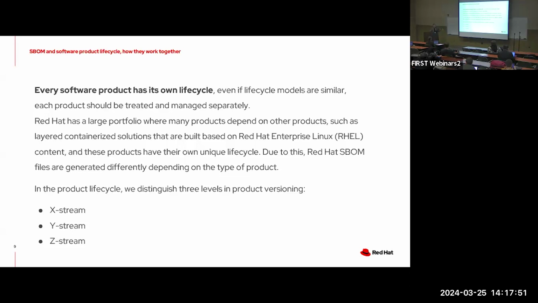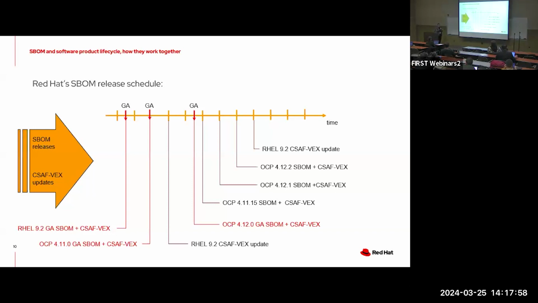Now, if we know what to expect from an SBOM, and we know the product lifecycle model, I would like to show you on the diagram how the Red Hat SBOM release process and release schedule will look. From the left, we see two different products, RHEL 9.2 GA and OpenShift 4.11 GA. During the release step, we'll produce an SBOM and an associated CSAF VEX advisory.